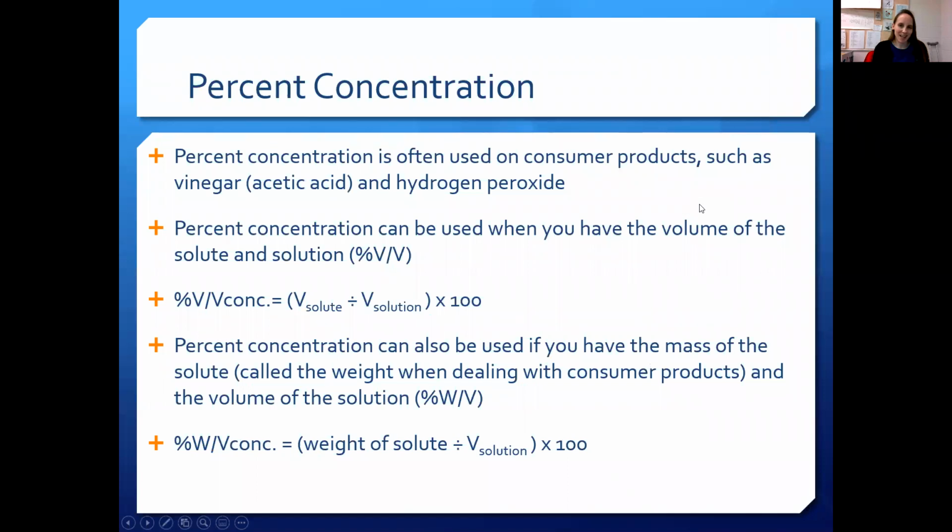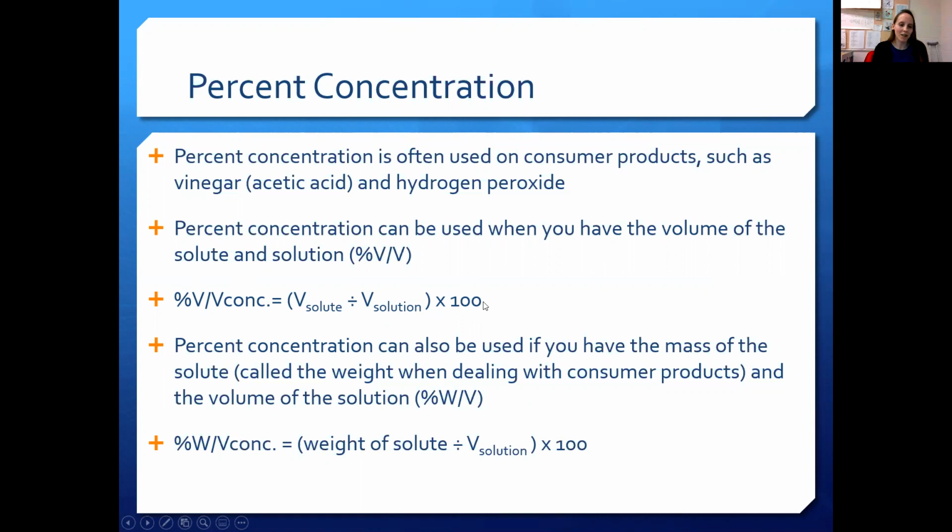So the first type of concentration is percent concentration, which is often used on consumer products, the stuff that you would buy at the store, like vinegar and hydrogen peroxide. This is used anytime you're dealing with a liquid. So you have a volume of solute and solution, and sometimes we call this percent volume per volume concentration. We just take the volume of our solute, the volume of the stuff being dissolved, divided by the volume of the total solution, and then multiply it by 100 to turn it into a percentage.